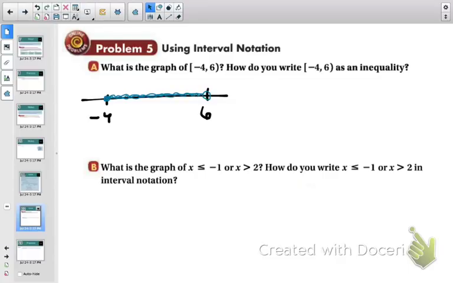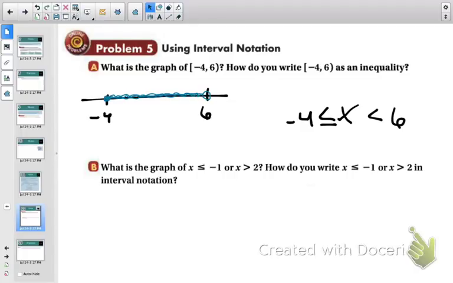Okay, that's what the graph would look like, and how do we write that as an inequality? Well, is this going to be an and or an or? Well, it's shading everything in between things, so it's going to be an and. So I'm going to write my x in the middle. Remember, we use less than signs. One of them is going to be equal, and that's going to be this -4 here. So I go -4 to 6. Okay, so that's what the inequality should look like.